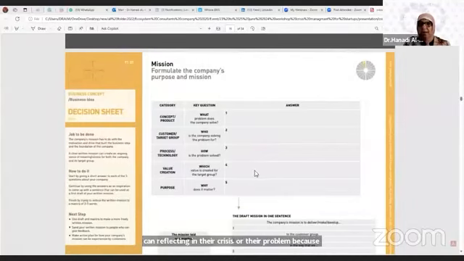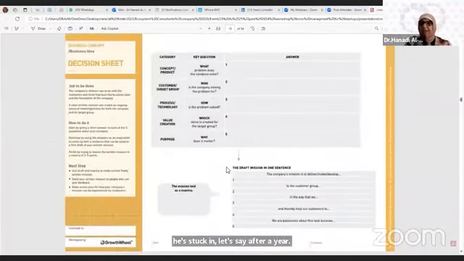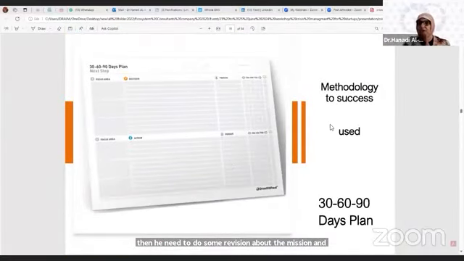the startup may not have knowledge about, for example, the 360 tools, or they don't know what is meant by strategy, or how to build their own strategy for the company. He is passionate about such a product or invention, and then he starts selling it without knowledge of those tools. When he gets stuck, let's say after a year, then he needs to revise the mission and vision and set the agenda, or use what we call a methodology plan.